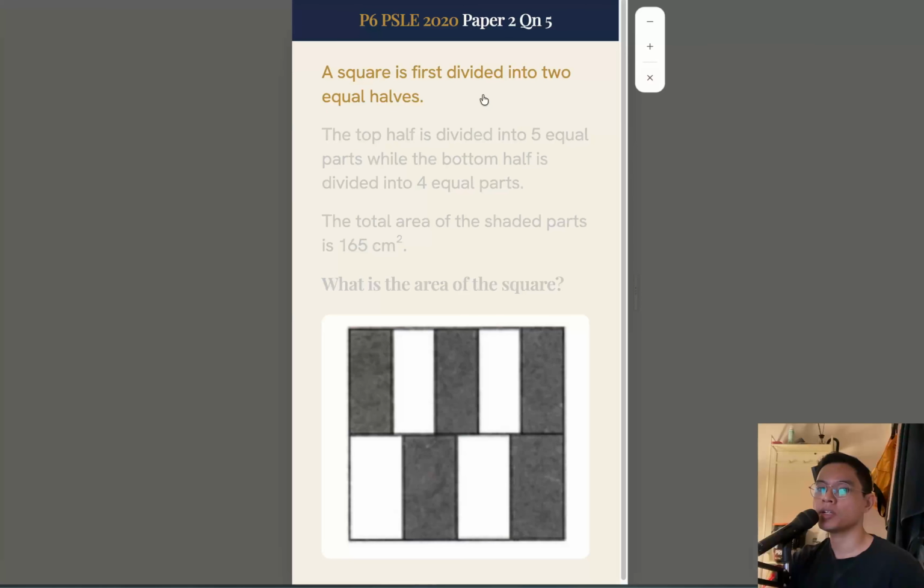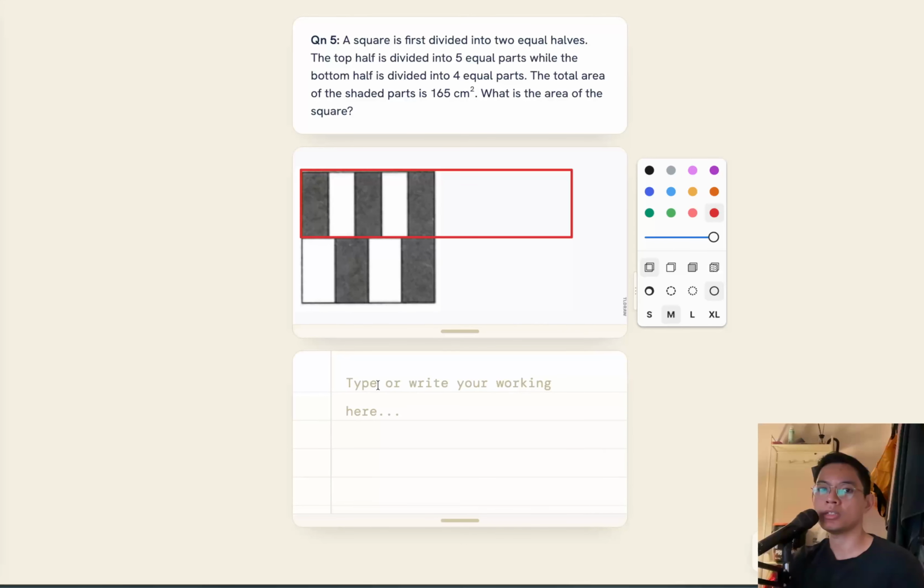Question 5. A square is first divided into 2 equal halves. The top half is divided into 5 equal parts, while the bottom half is divided into 4 equal parts. The total area of the shaded parts is 165 centimeters squared. What is the area of the square?